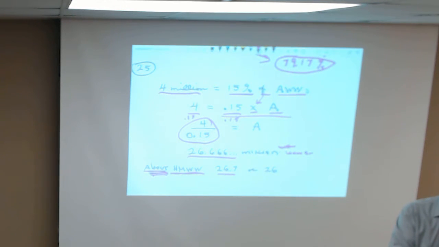Okay, if they said there are 4 million, could there be 4,000,001? In other words, if they're rounding it off to the nearest million, then when it says about, your answer should be 26? No. What would it be? 27. Okay?